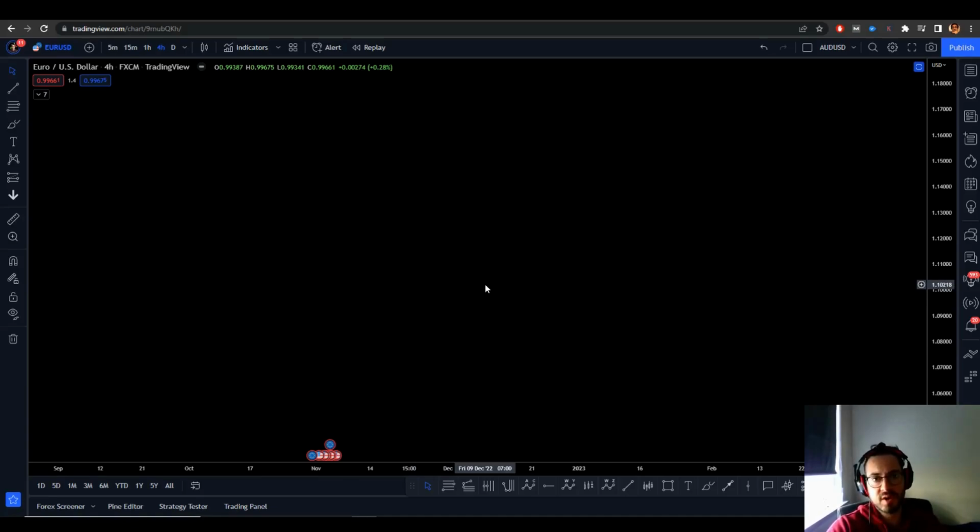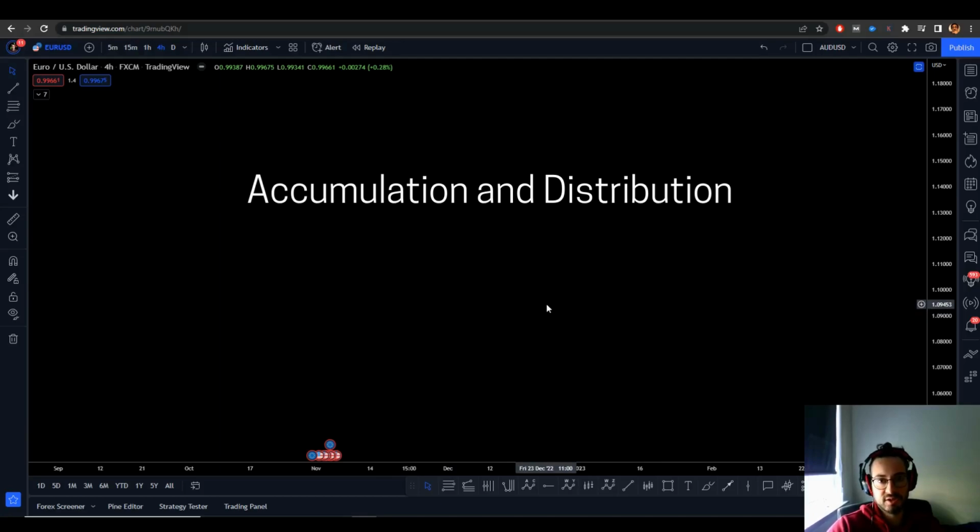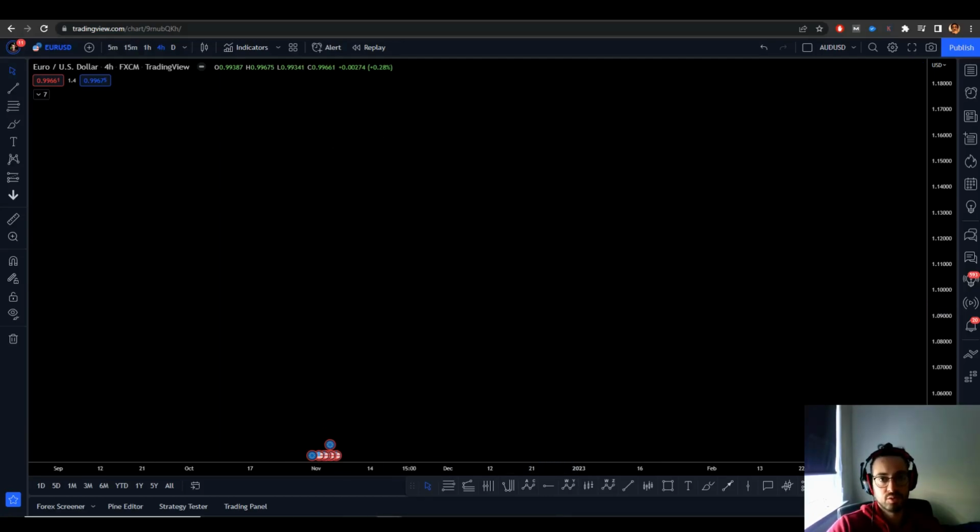Today we'll talk about what drives price action. What moves price action? Why do we get all these patterns and movements on the charts? It all comes down to two mechanisms of the market: accumulation and distribution. So understanding market structure is understanding accumulation and distribution.